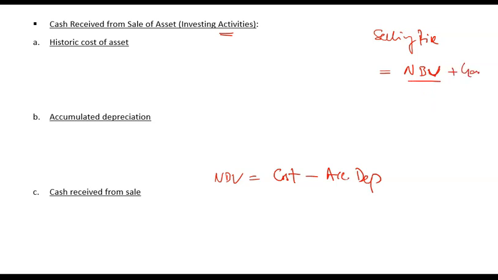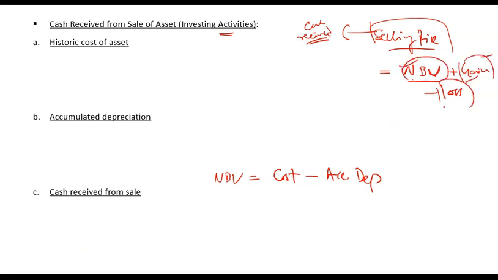So plus gain minus loss should equal your selling price, and this selling price is the cash received from the customer. So this is the price at which you will be selling your asset to the other party. So cash received from selling the equipment would be net book value plus gain minus loss. So that means we need net book value, we need gain, and we need loss.